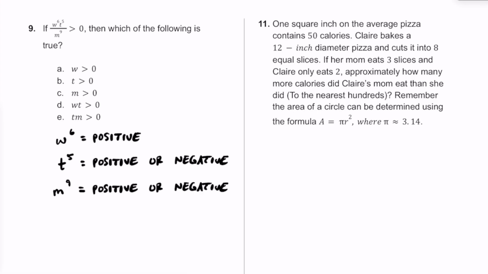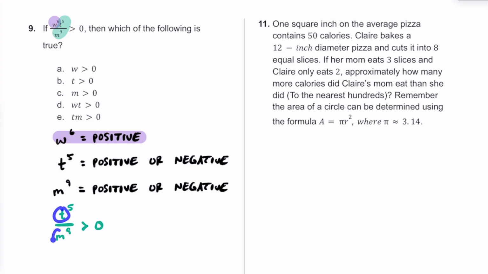Now, because this m is also raised to an odd power of 9, it's going to have the same effect where it could be positive or negative. So if we know that w to the 6th power is positive no matter what, then we don't really have to worry about that. That's not a factor here. And we're trying to guarantee that this whole expression is going to be greater than 0 or positive, so we really just have to focus in on this t to the 5th power over this m to the 9th power. If we can somehow guarantee that this t to the 5th power over this m to the 9th power is going to be positive or greater than 0, then this whole thing on the left is going to be greater than 0 when we multiply it all together.